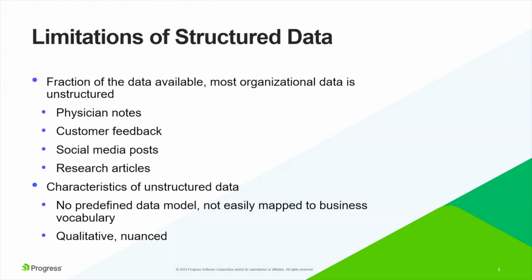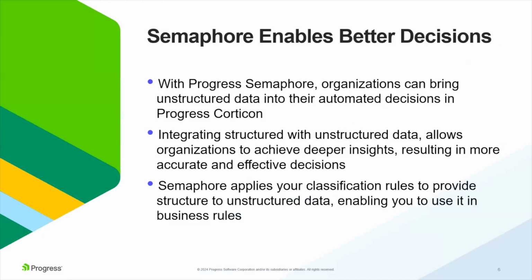Most organizations have data that is unstructured: physician notes, customer feedback, social media posts, research articles. This has all been out of the reach of Corticon for doing automated decisions until we had the integration with Semaphore. The unstructured data has no predefined data model. It's not easily mapped to a business vocabulary. It tends to be very qualitative, very nuanced with the nature of the data.